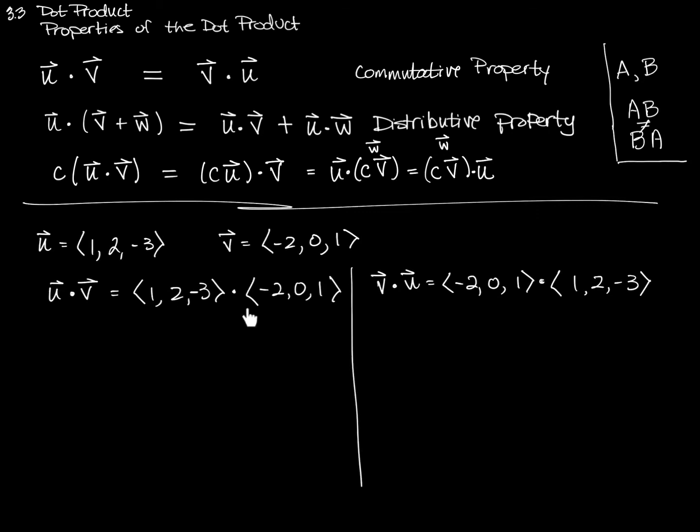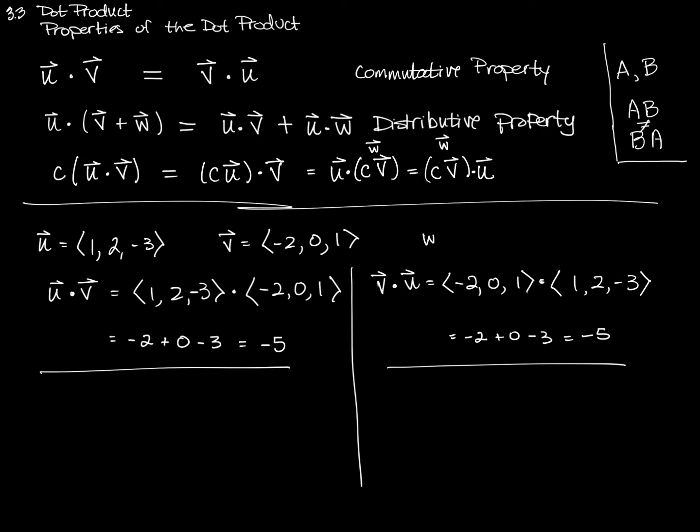All right, so I'm going to multiply the first two components, the second two components, the third two components, and then add those together. So for u dot v, I get 1 times -2 plus 2 times 0 plus -3 times 1. That's -5. For v dotted with u, I get -2 times 1 plus 0 times 2 plus 1 times -3. I get the same thing regardless of the order that I do it in.